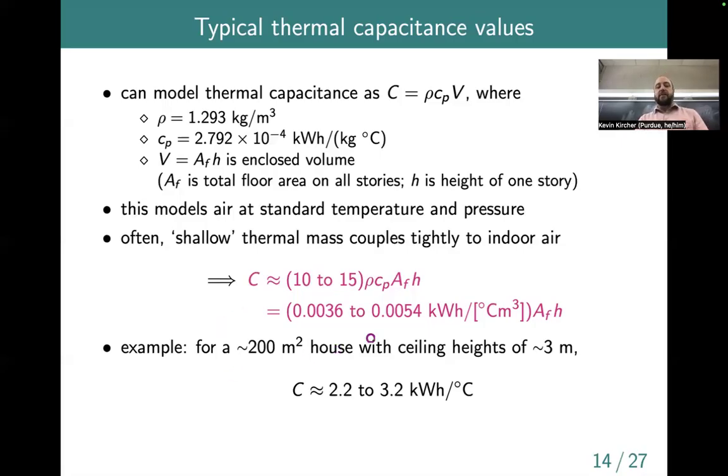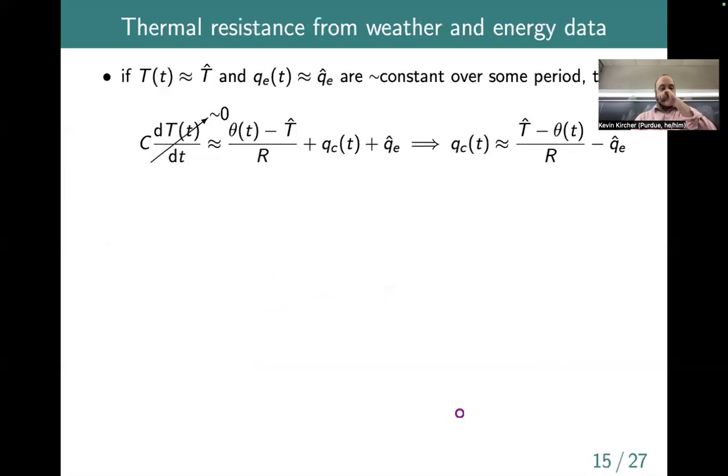Okay, so if we run the numbers here, we plug in all the coefficients for a 200 square meter, about 2,000 square foot house, kind of a typical home size in the US, with ceiling heights of about 3 meters. Okay, so typical ceiling heights in the US. You might get a value of this thermal capacitance of around 2 to 3, in units of kilowatt hours of thermal energy per degree Celsius. Okay, so that was the easy part.